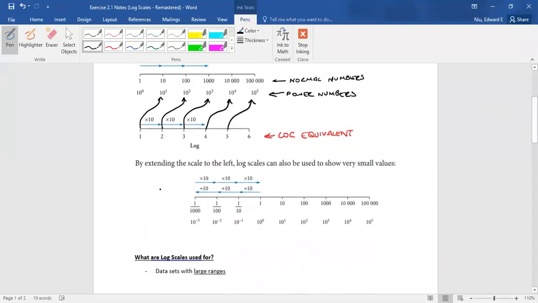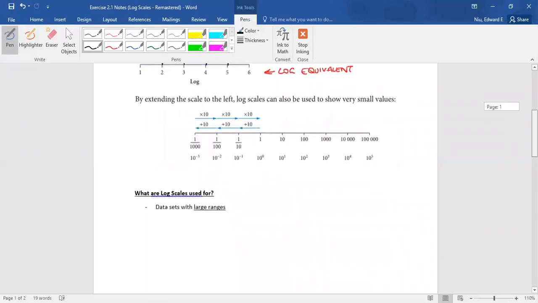Now, we can also extend the line to the left, and then what you notice is our powers become negative, and our log would also become negative. Because if you take a look at the 1 here, it's equivalent to 10 to the power of 1. The log 2 is equivalent to 10 to the power of 2. Log 3 is equivalent to 10 to the power of 3, and so on and so forth. So essentially they represent the power on a normal number that's base 10. Okay, so that's where that log base 10 comes from. That's sort of beside the point.